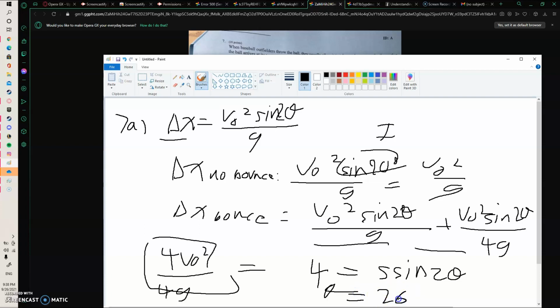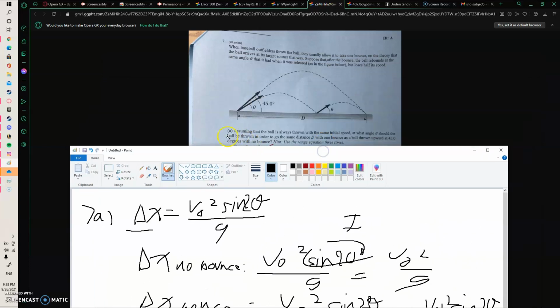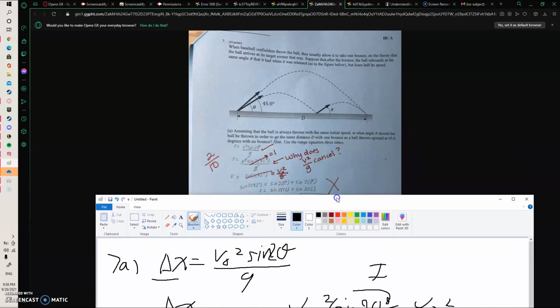equals 26.565. I just realized that I forgot to read the question, but this is part A, asking at what angle the ball should be thrown in order to go the same distance d with one bounce as the ball thrown upward at 45 degrees with no bounce.